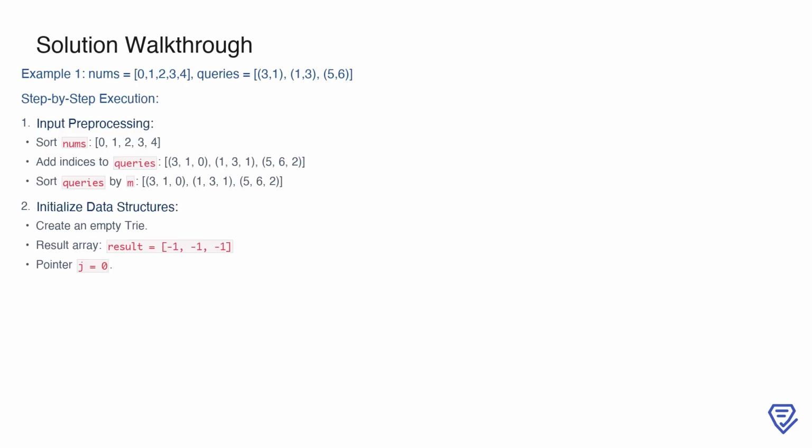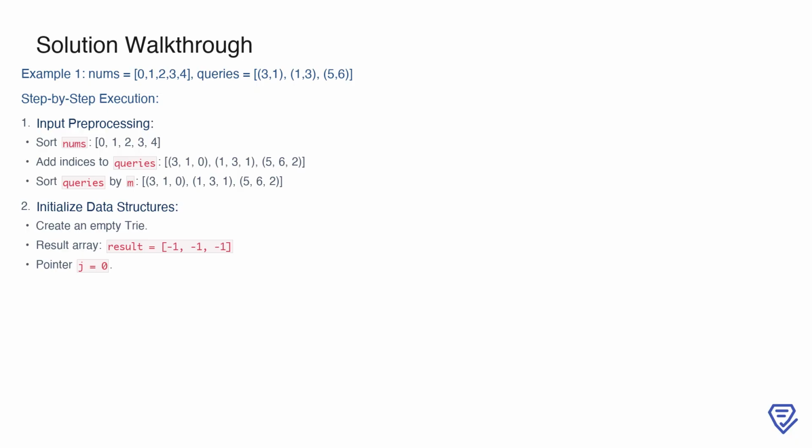To solve this problem, we start by pre-processing the input. First, we sort the array nums, so it becomes 0, 1, 2, 3, 4. This ensures that we process the numbers in ascending order. Next, we augment each query with its original index to keep track of their positions after sorting. This gives us queries equals [3, 1, 0], [1, 3, 1], [5, 6, 2]. We then sort these queries based on their maximum value m, resulting in queries equals [3, 1, 0], [1, 3, 1], [5, 6, 2].